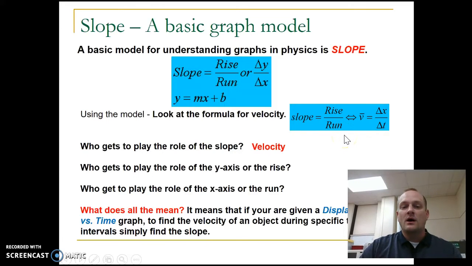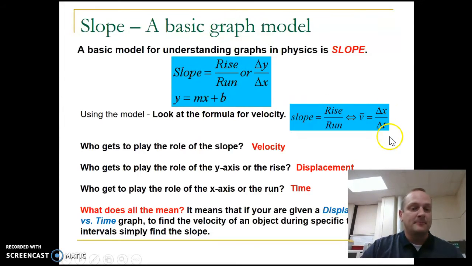Who gets to play the role of the y-axis or of the rise? Well, the rise was up here on top in the numerator of this fraction. Over here I've got this delta x. This delta x is my displacement or my change in position. So displacement gets to play the role of the rise. Who gets to play the role of the x-axis or the run? Well, that's going to be time, right? So time's down here on the bottom. That's the rise over the run, displacement over time.